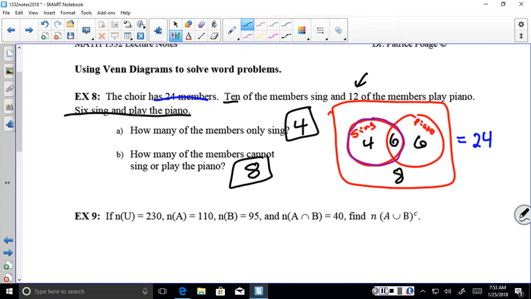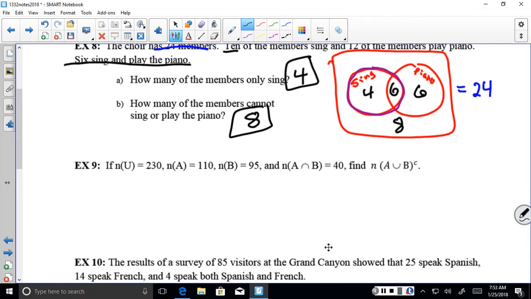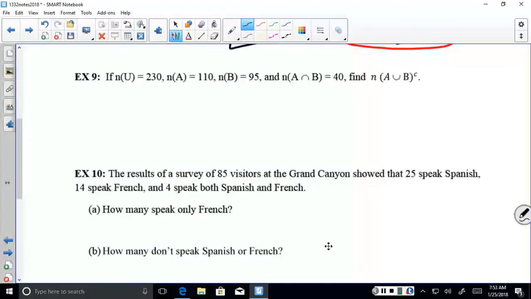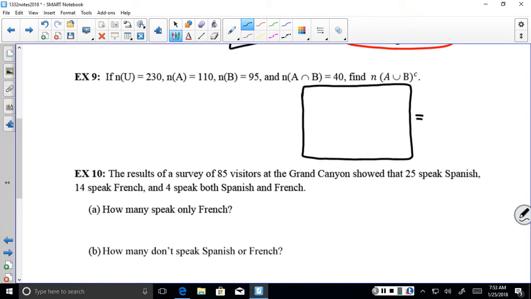All right, number 9. It says if the number in the universe is 230, so I'm going to stop right there. I'm going to draw my universe. Everything inside this rectangle is going to add up to be 230. It says the number in A is 110, the number in B is 95, and it goes on to tell us other things. So I know I have 2 sets. So I'm going to go ahead and draw my 2 sets overlapping slightly. This is set A, set B.